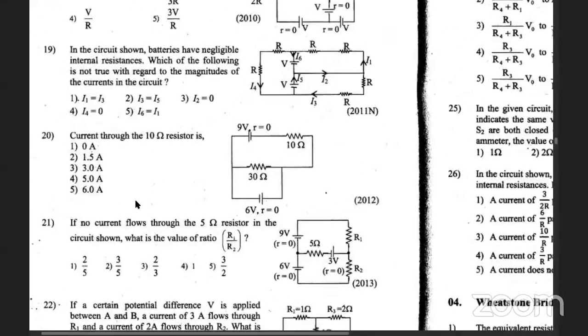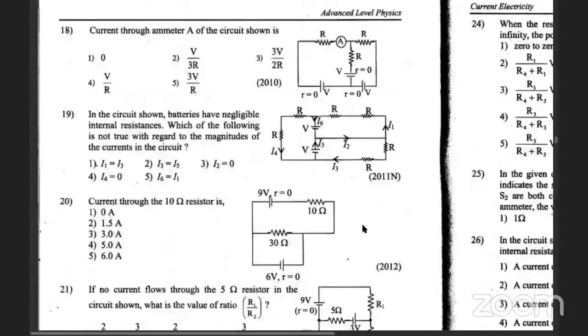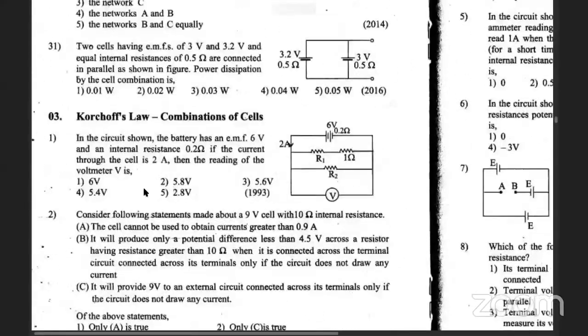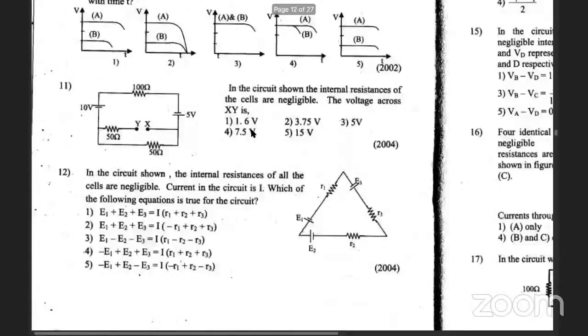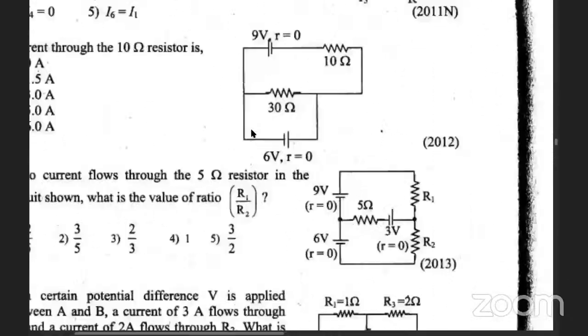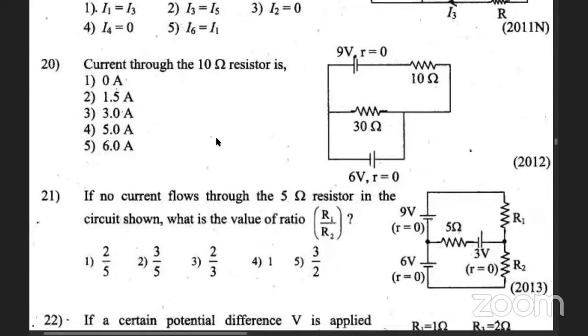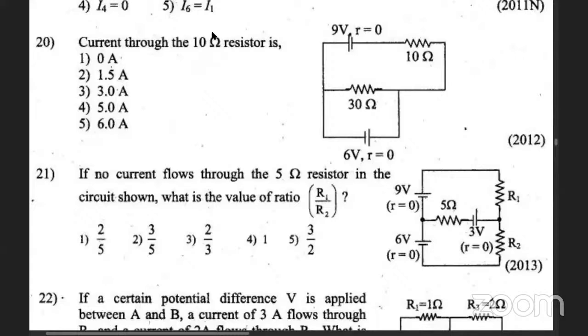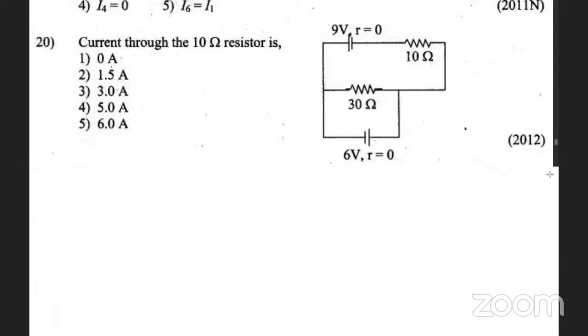Now you can try the remaining questions. In your Pesuru book, you have a section called Kirchhoff's law, combination of cells, so you can definitely try all those MCQs. But there are certain MCQs which require a certain technique. For example, this MCQ from 2012, how do we do it in a very simple manner with no complications whatsoever?